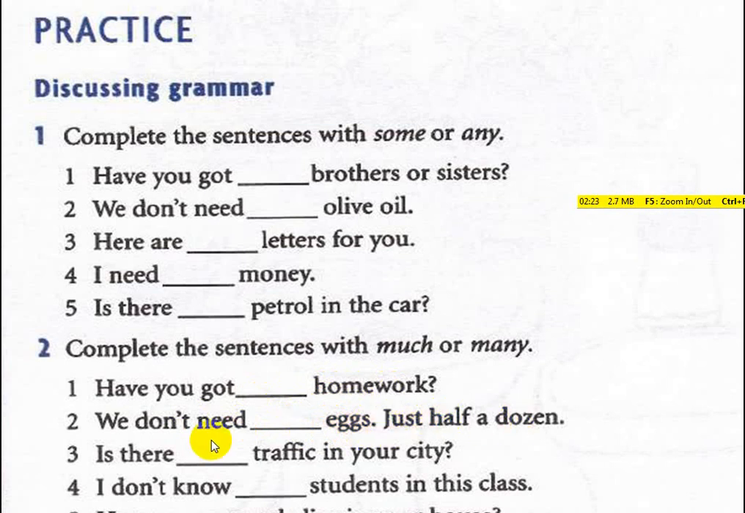Is there much traffic in your city? Because traffic is uncountable. I don't know many students in this class. Students is countable, so we use many. How many people live in your house?